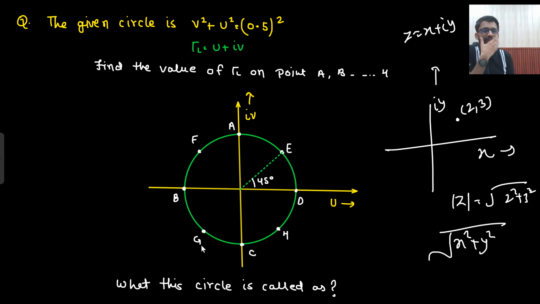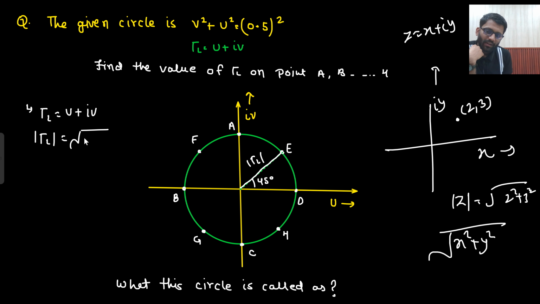Do you agree with my point or not? What will this length represent? Mode of gamma L. What is your gamma L? It is u plus iota v. And if you calculate the mode of gamma L, what would that be? Square root of v square plus u square. And what is the value of the square root of u square plus v square? That is 0.5 only. So this length will be the mode of gamma L. Do you agree with this point?